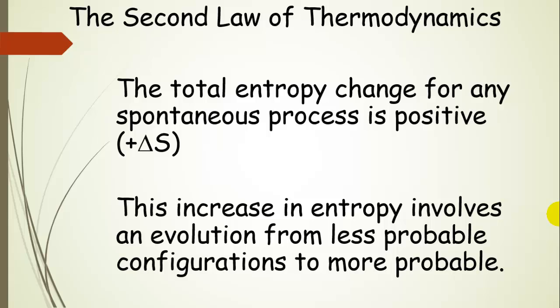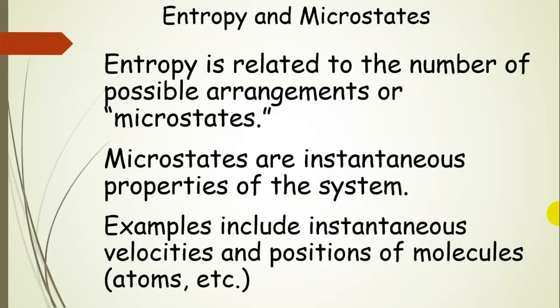Now, what we didn't say is that this increase in entropy actually involves an evolution from less probable configurations to more probable configurations. And this has to do with the microstates in the system. As the number of microstates increases, then the entropy increases.